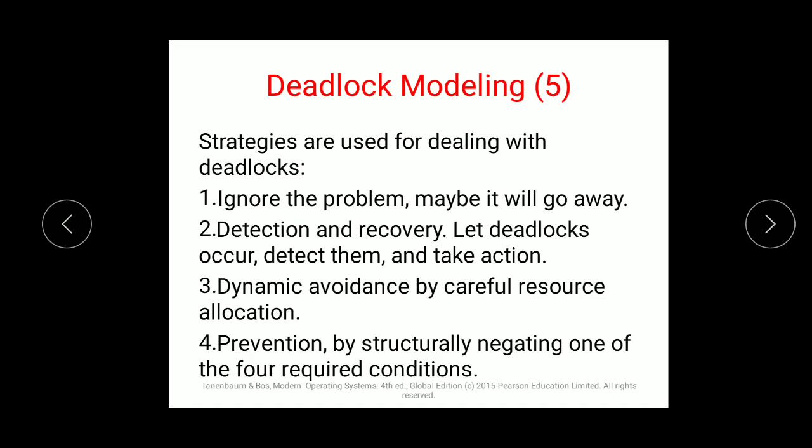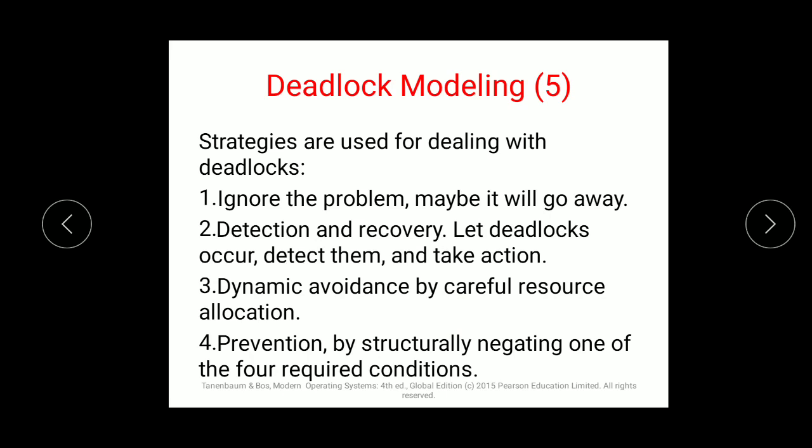Next is detection and recovery: let deadlocks occur, detect them and take action. We can wait and check that yes, this problem is occurring, let the deadlock occur, detect in which particular part it is causing a problem, and then take the necessary actions to solve it. Third is dynamic avoidance by careful resource allocation. We can keep a check over the resource allocation, dynamically providing resources according to the demands of the process, so that deadlock can be avoided.